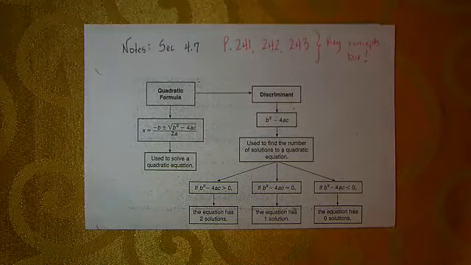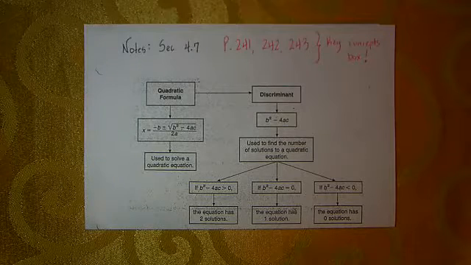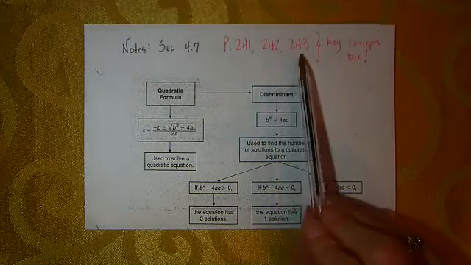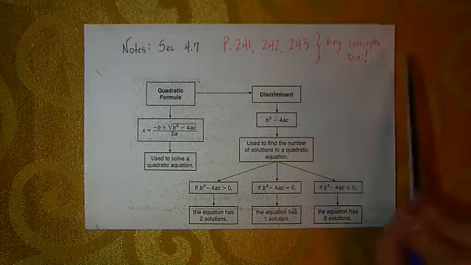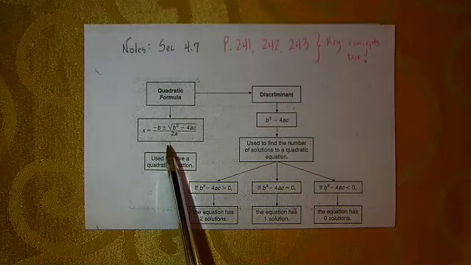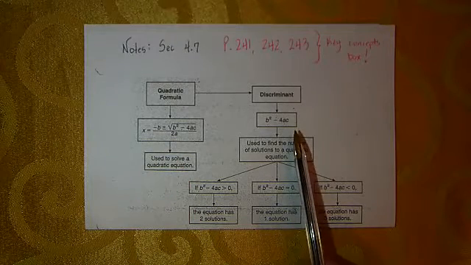These are notes for section 4.7. We are going to discuss the quadratic formula. Hopefully before you watch this video, I ask you to please look in your book on pages 241, 242, and 243. If you look in the key concepts box, you will find the quadratic formula written out, which is what I have right here, and also the discriminant.